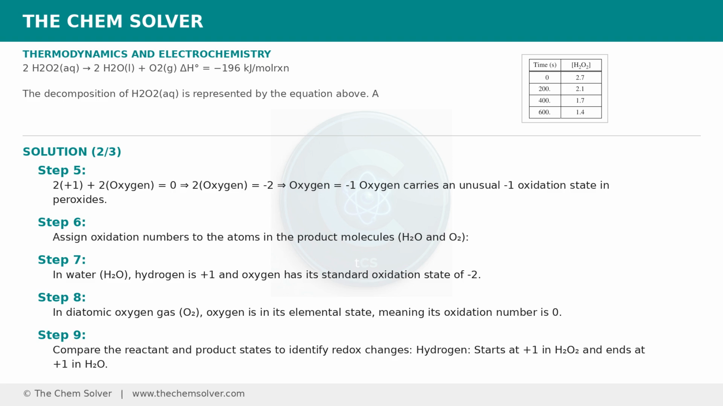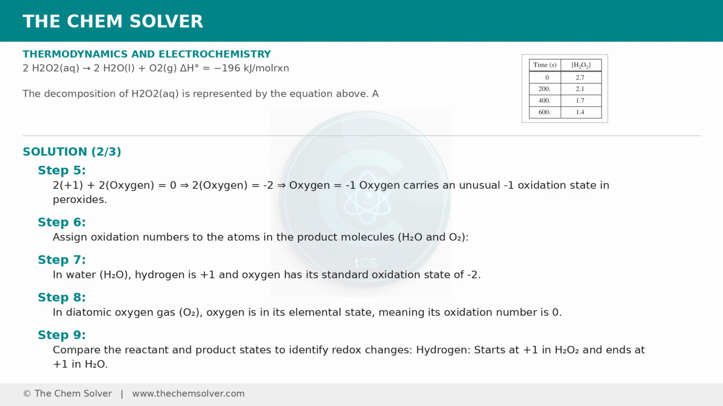Assign oxidation numbers to the atoms in the product molecules, H2O and O2. In water, H2O, hydrogen is +1 and oxygen has its standard oxidation state of -2. In diatomic oxygen gas, O2, oxygen is in its elemental state, meaning its oxidation number is 0.